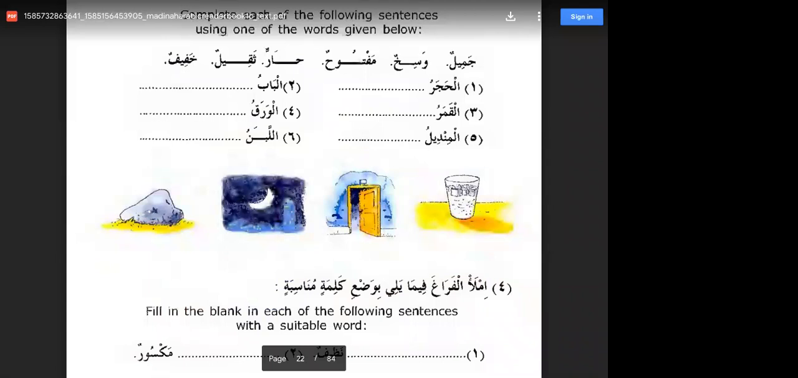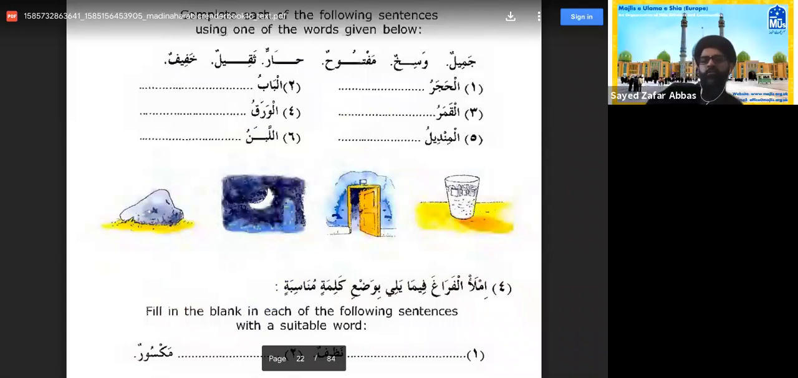Then we have number 2, al-bab. Which word do you think should go at al-bab? After al-bab. The door is open, Ahsan. Which Arabic word will it be there? Al-babu. Out of the words that we got in there, the door is open is the right translation. Which word? Al-babu maftuh. Ahsan. Okay.